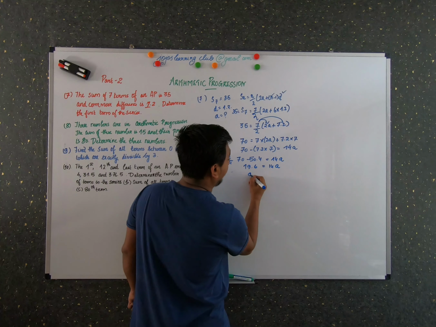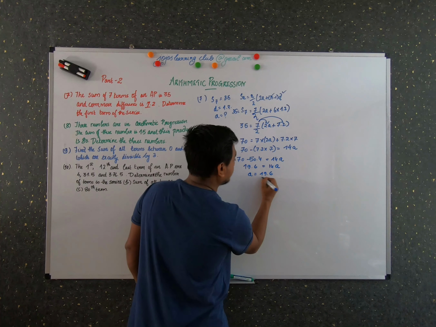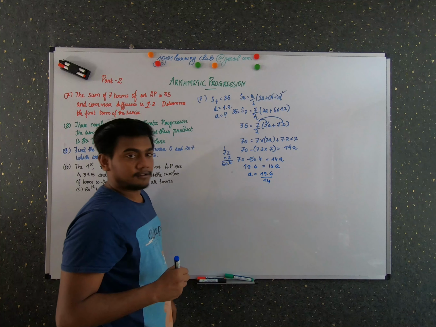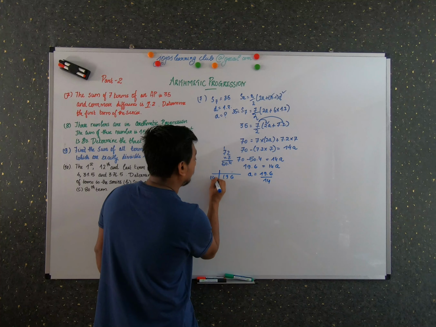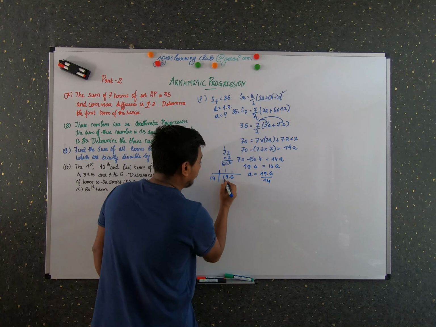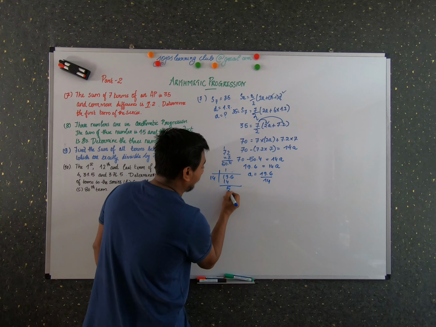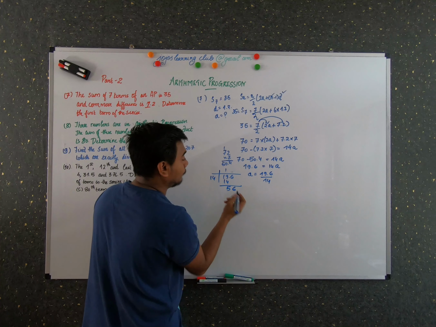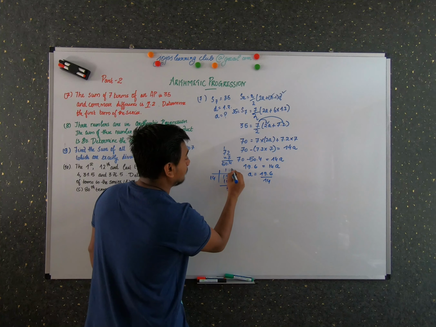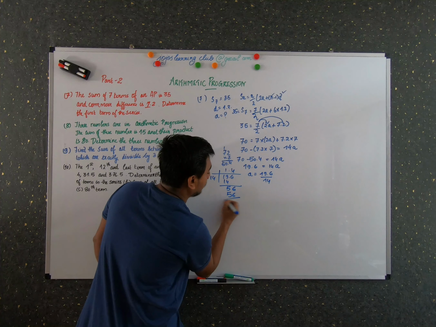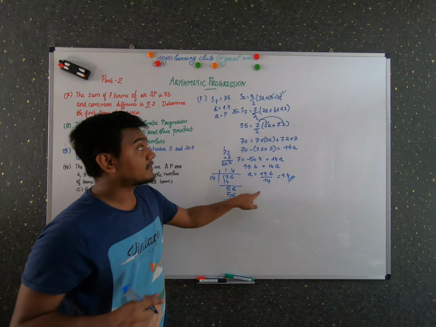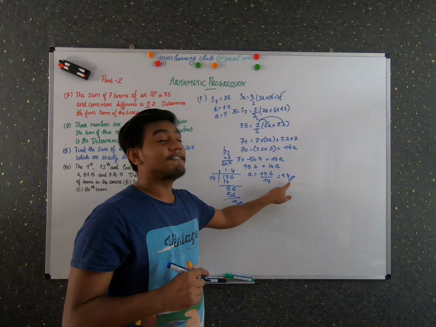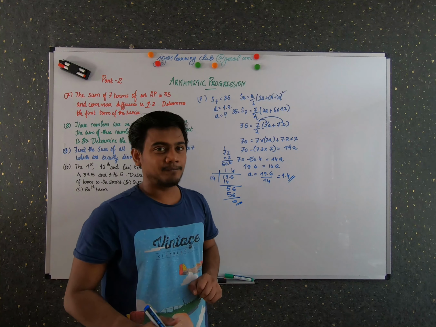So to find the value of a, what you have to do is divide 19.6 by 14. So just find the value of 19.6 divided by 14, which is 1.4. So the value of a is 1.4, and the first term in this series is 1.4. I hope it's clear.